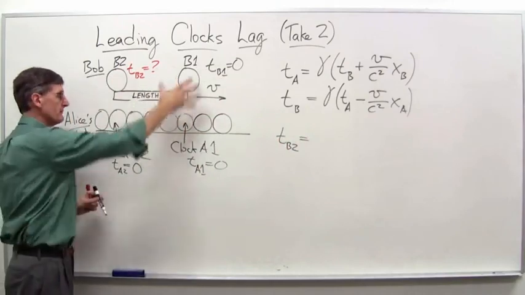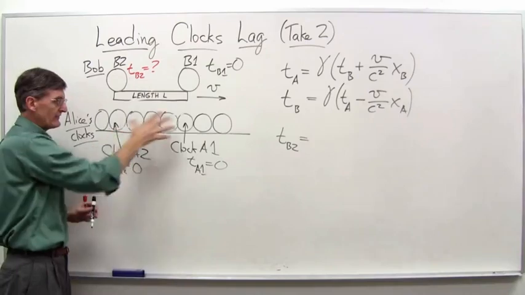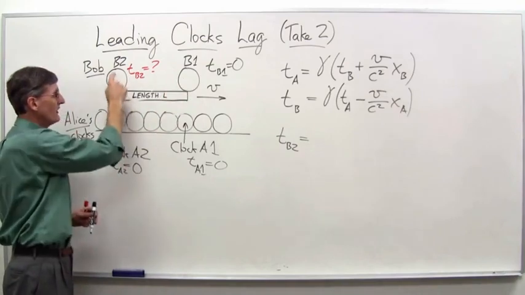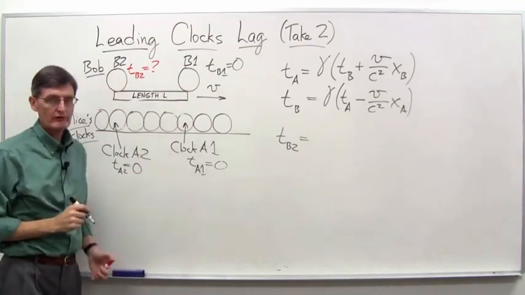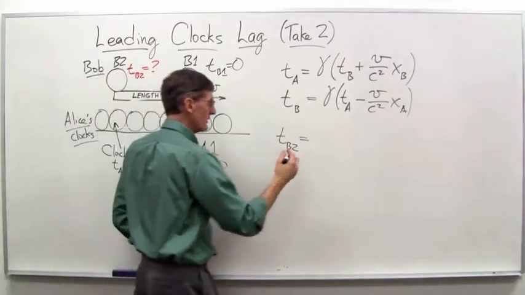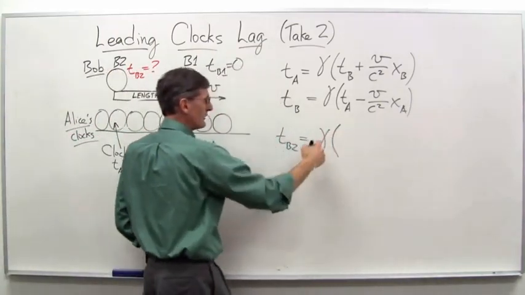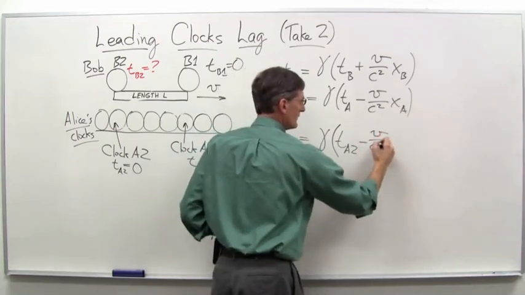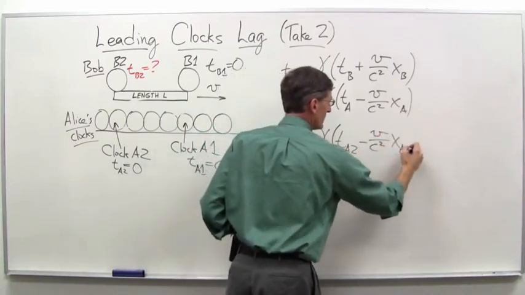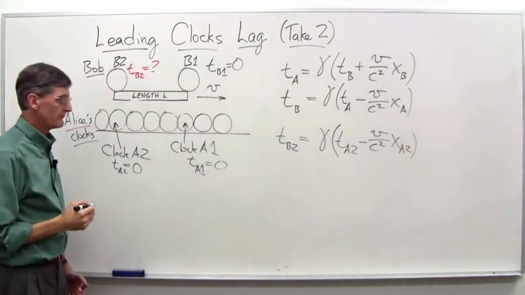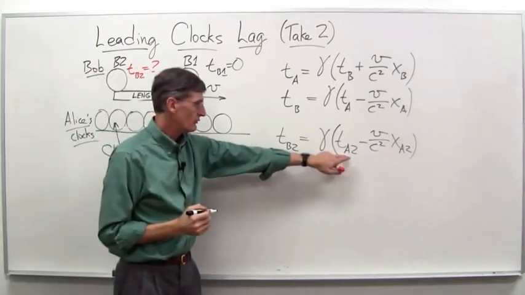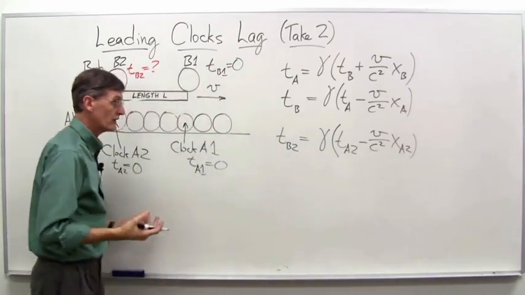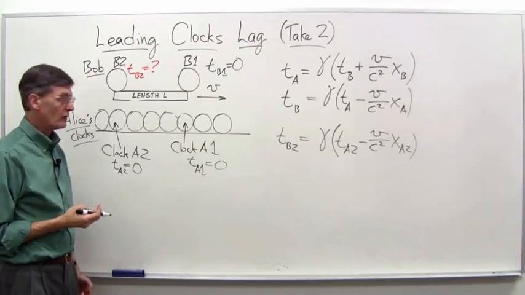Given this situation here, flash photograph, at the same instant as far as Alice is concerned, this reads 0, this reads 0, this reads 0. What does this clock here read? The Lorentz transformation will give it to us. So we've got TB2 equals gamma times (TA2 minus V over c squared times XA2). So if we know TA2, the time on Alice's second clock, and we know the position of Alice's second clock according to Alice, then we're good to go here.